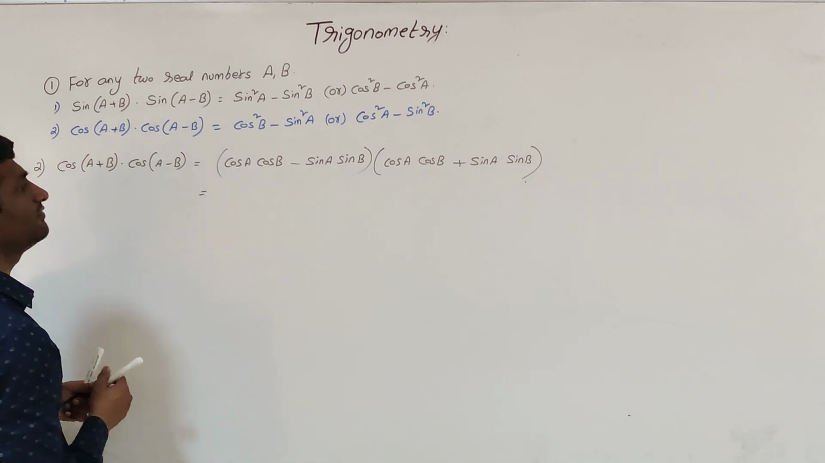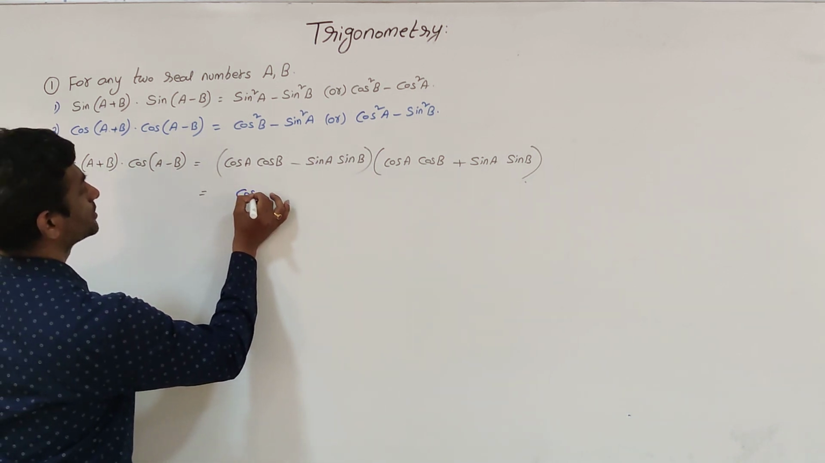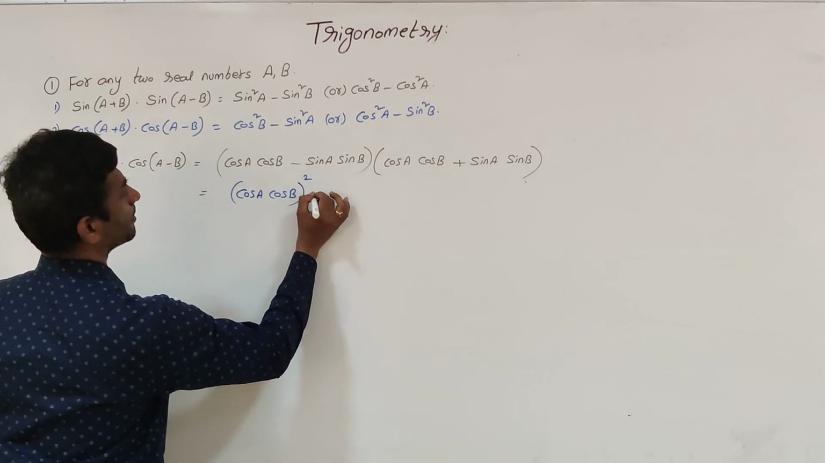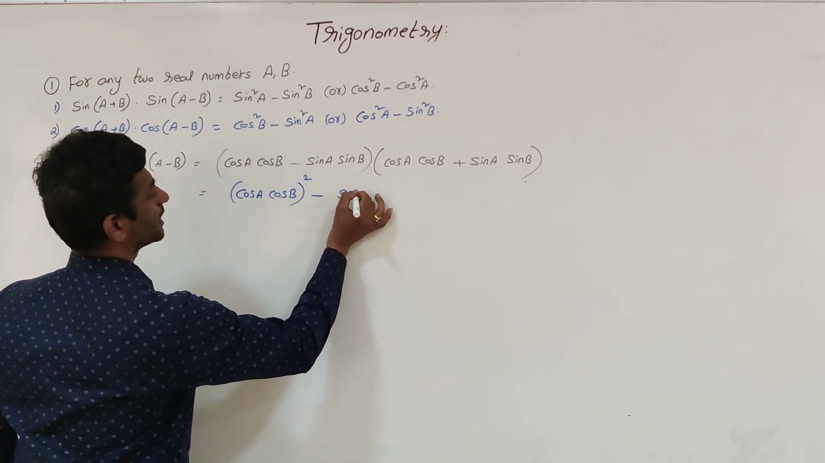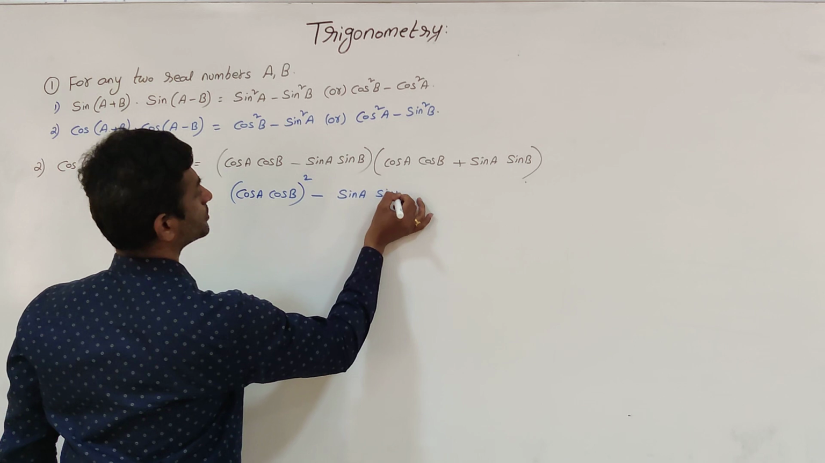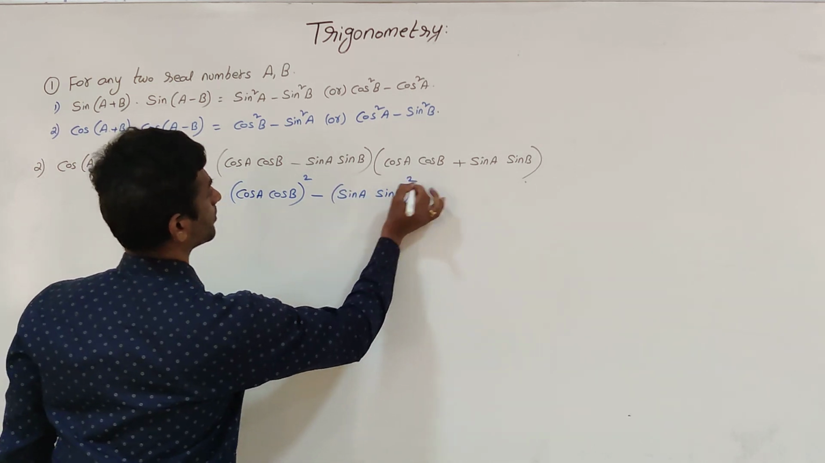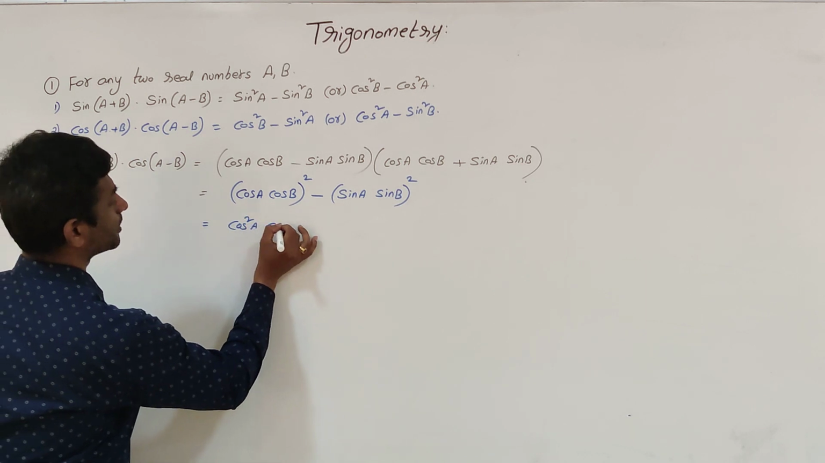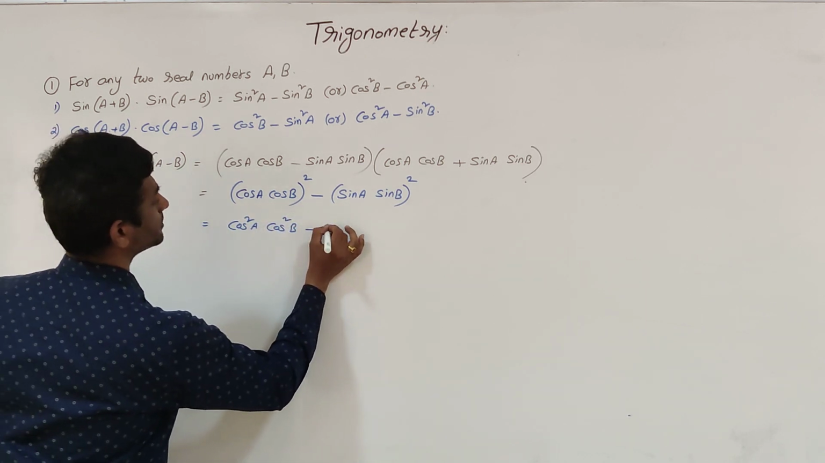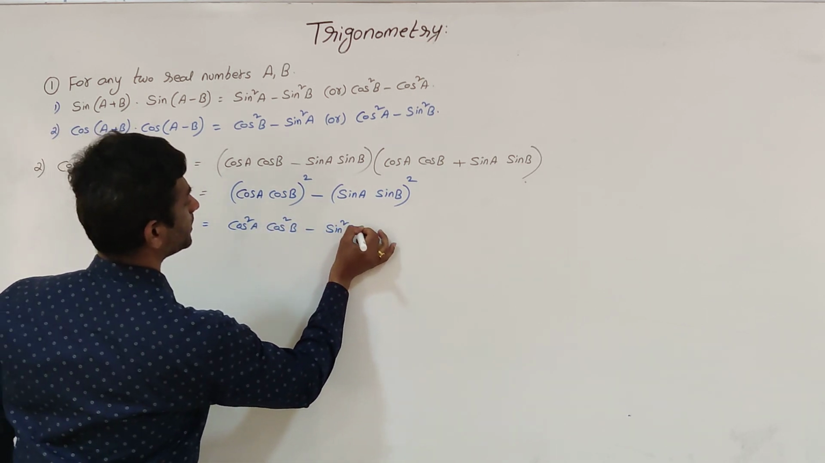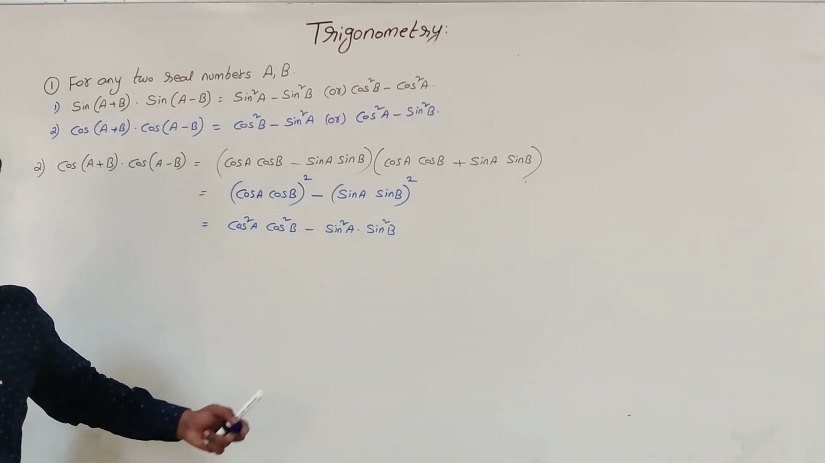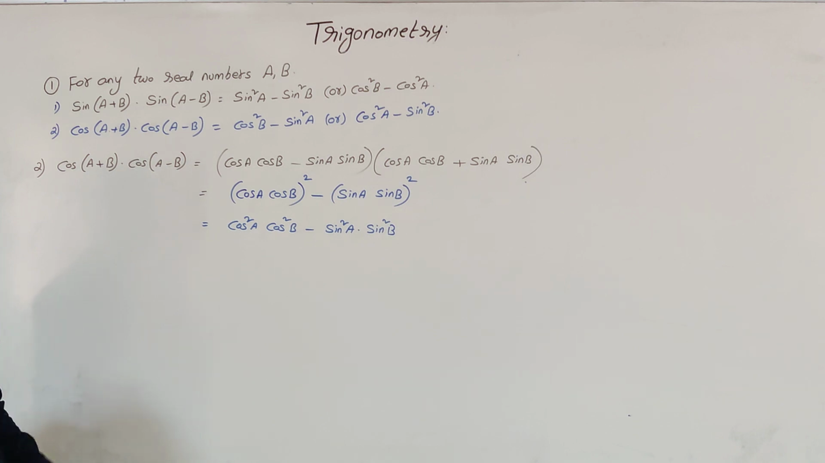So in the same way we can have cos A cos B whole square minus sin A sin B whole square, and that gives cos square A cos square B minus sin square A into sin square B. Now let us try to convert in terms of cos or in terms of sine.